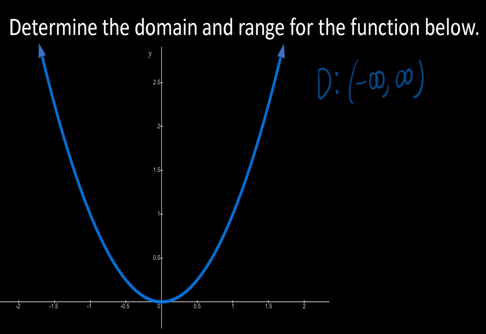Now let's talk about the range. Remember, the range is just a description of all the heights that are touched by my graph. Well, as we can see, the lowest height ever touched by my graph is a height of 0.